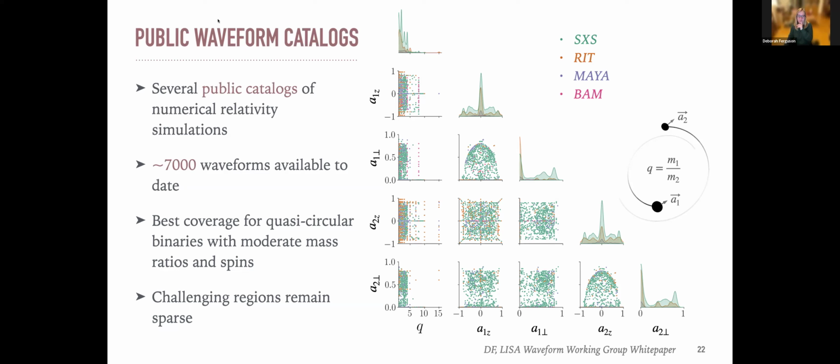It's only like 2 years old. But there are lots of catalogs of gravitational wave simulations, but only a handful really of public catalogs, more than these four currently, but still not too many. There are on the order of 7,000 waveforms available for us to access in these public catalogs. And let's dive into a little showing where we are densely covered and where we are sparsely covered.